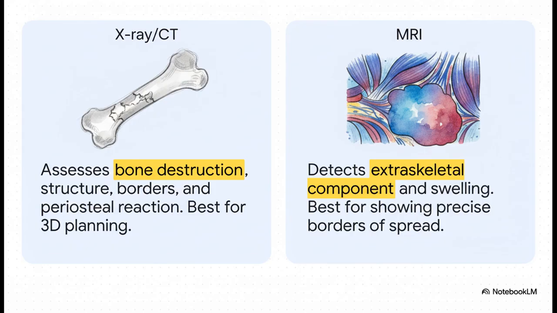X-ray and CT are the kings of bone. They give us incredible detail on bone destruction, any reaction from the periosteum, and they're perfect for planning the bony part of a surgery. But MRI is the undisputed MVP for soft tissues. It's how we see that extraskeletal component, the part of the tumor that has broken out of the bone, which is a huge red flag for malignancy. It gives us those precise borders we need.